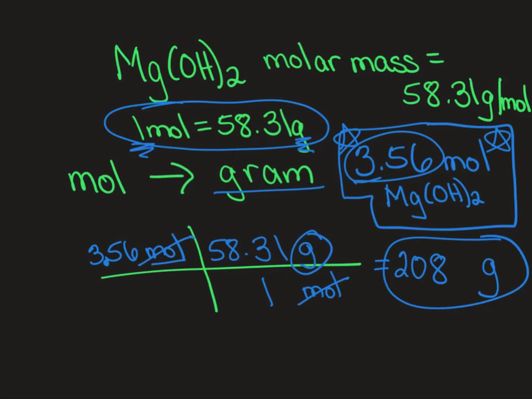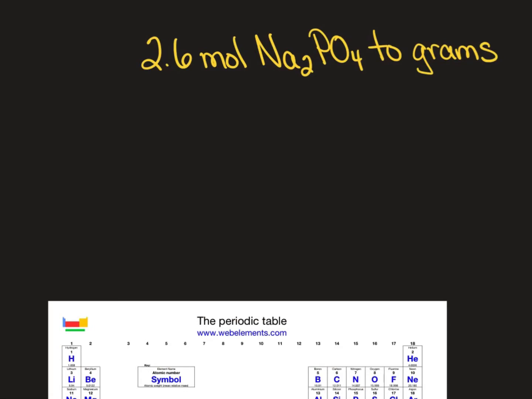Now, I had done some work beforehand. We had already calculated the molar mass. I set up the t-chart, and so a lot was already set up with this problem. Our next problem, we're going to do it all from the beginning in one shot. Okay, so let's get started. We need to convert 2.6 moles of sodium phosphate to grams. So we're going from mole to gram.